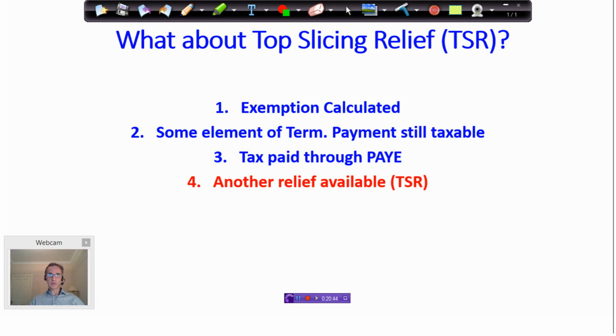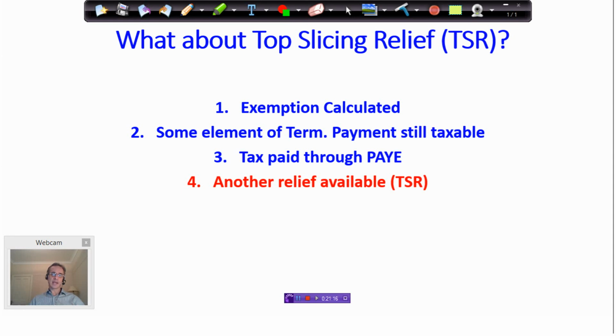Now, what we do is we go through the normal process. Remember our Terminator 3 calculations, a set of 3 calculations. We calculate what exemption is available. Perhaps there's even some period of foreign service, and remember we do that pro rata based on the full period of employment. And in essence, we're in a situation where the tax payment relating to the taxable amounts has been made through the PAYE system.